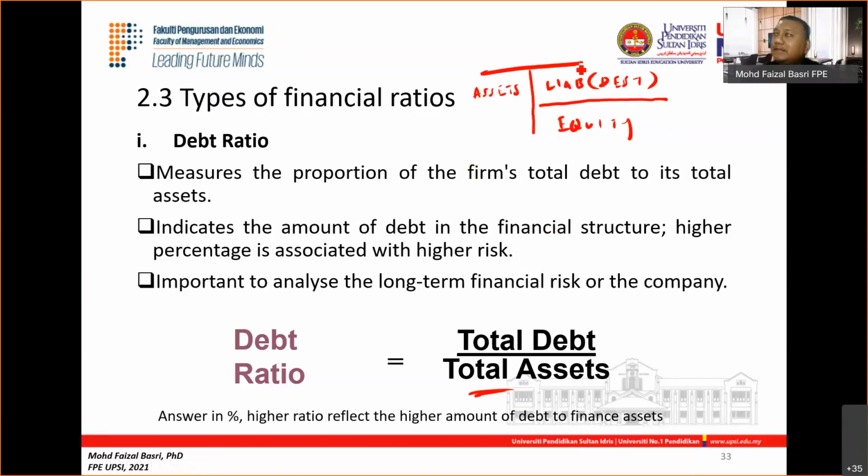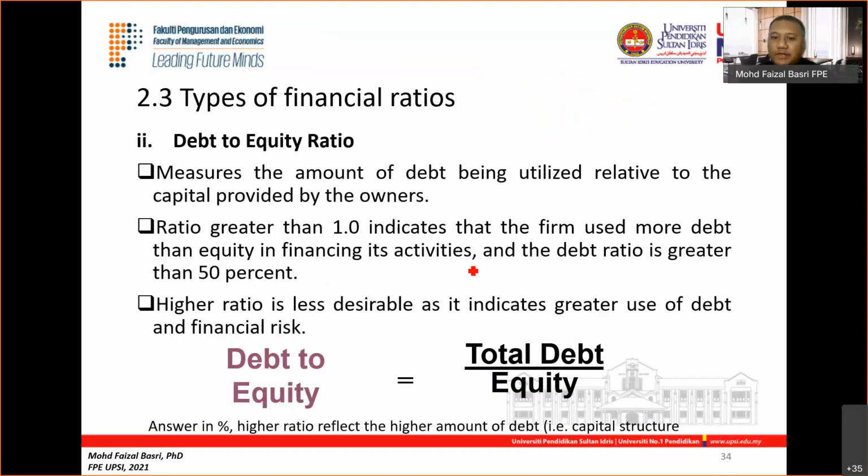Next one, kita ada leverage. We have, under leverage, kita ada debt to equity ratio. Okay, kalau tadi kita ambil liability or debt on top here, we divide with assets on the left-hand side total. But for the next one later on, for the second one yang kita akan buat later ni, debt to equity is actually this part. Total debts on top here, we divide with the total equity at the bottom. Okay, so we are focusing only on the right hand side of our balance sheets. Okay, so this is the ratio. Total debt divided by total equity.